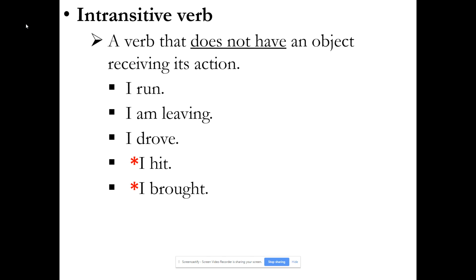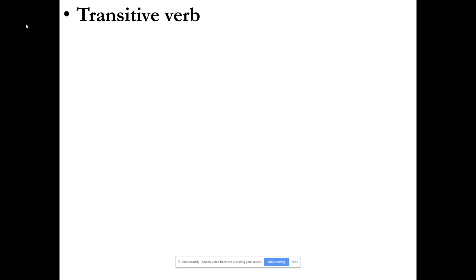And so these are obligatory transitive verbs. They have to have objects, right? So again, these two verbs require at least one object. They are not intransitive. But the first three, in this context, I run, I am leaving, I drove, are absolutely intransitive verbs, no objects required. Okay, transitive verb.